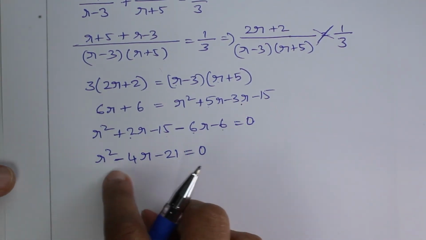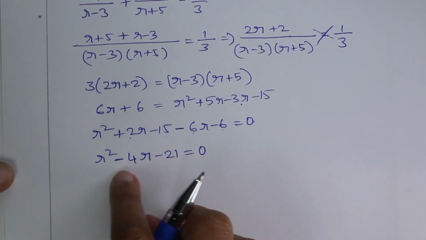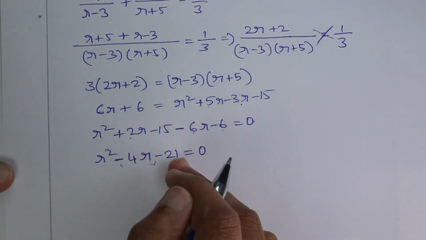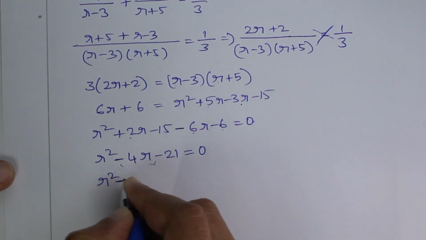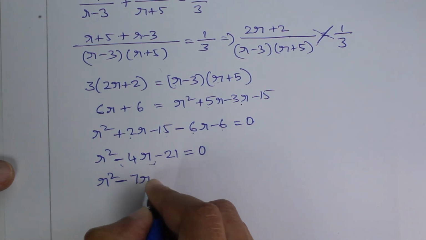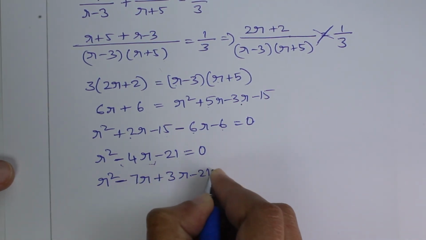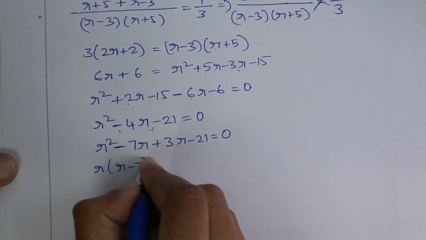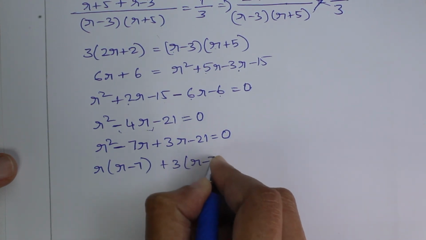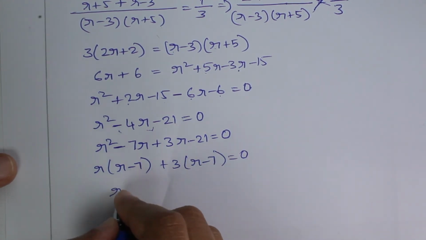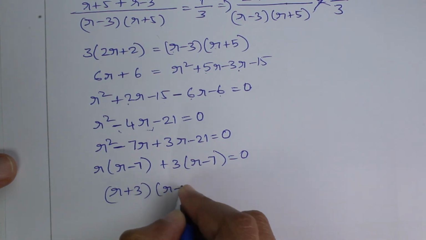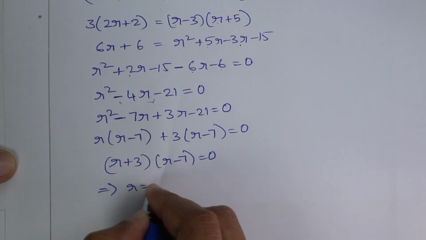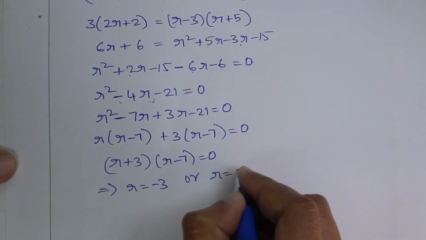Now we'll use the method of factorization to solve this equation. So let us split the middle term as the factors of 21. R square minus 7R plus 3R minus 21 is equal to 0. R into R minus 7 plus 3 into R minus 7 is equal to 0. So R plus 3 into R minus 7 is equal to 0. So it implies either R is equal to minus 3 or R is equal to 7.